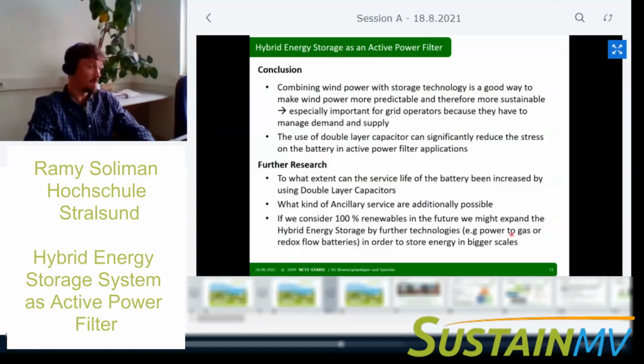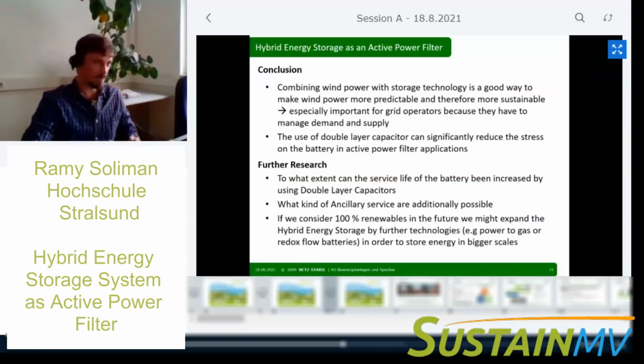And we want to research what kind of ancillary services are additionally possible with this storage system. And if we consider 100% renewables in the future, we might expand the hybrid energy storage by further technologies like power to gas or redox flow batteries in order to store energy on a bigger scale, because you can't store every amount of energy just with batteries. That would economically make no sense.